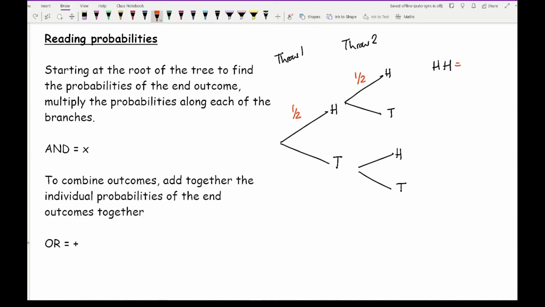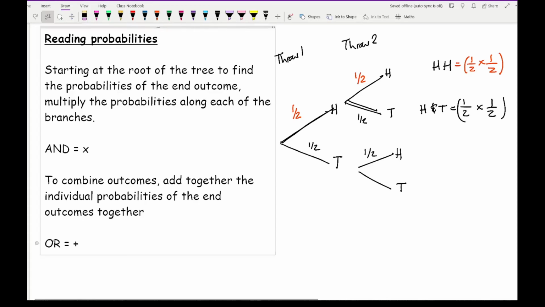So that then becomes, because I want H and H, a half and a half, which means times. Now here, this would be T and H, or H and T. So that's going to be a half times a half, because I'm wanting this and this. And let's just stick a half there and a half there. Then for T and H, that's going to be a half times a half, because I'm going along this branch here and then up that branch there. And T and T is going to be a half times a half.